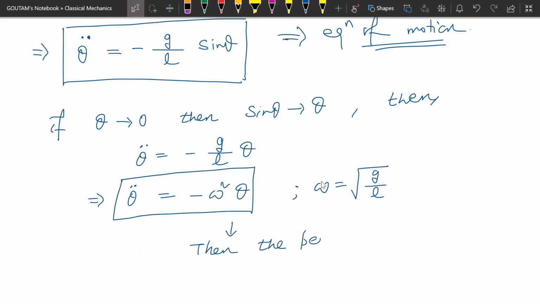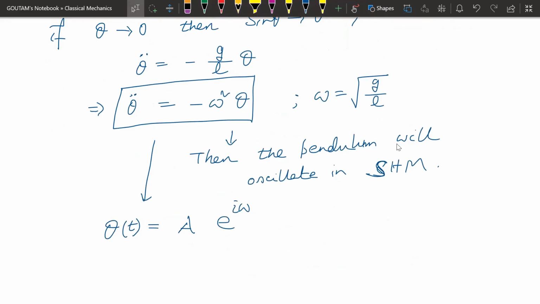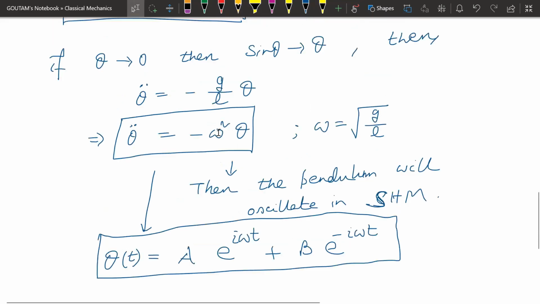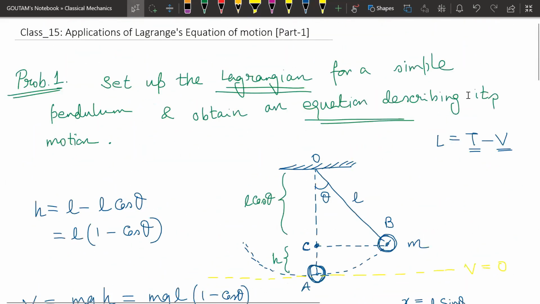Then the pendulum will oscillate in simple harmonic motion, SHM. In that case, what will be the solution? The solution θ at time t: it's a second order derivative, so double dot means d²θ/dt², so there will be two arbitrary constants. You can write a e^(iωt) plus b e^(−iωt). It will be the solution. So if θ is very small, this simple pendulum will follow a simple harmonic motion.